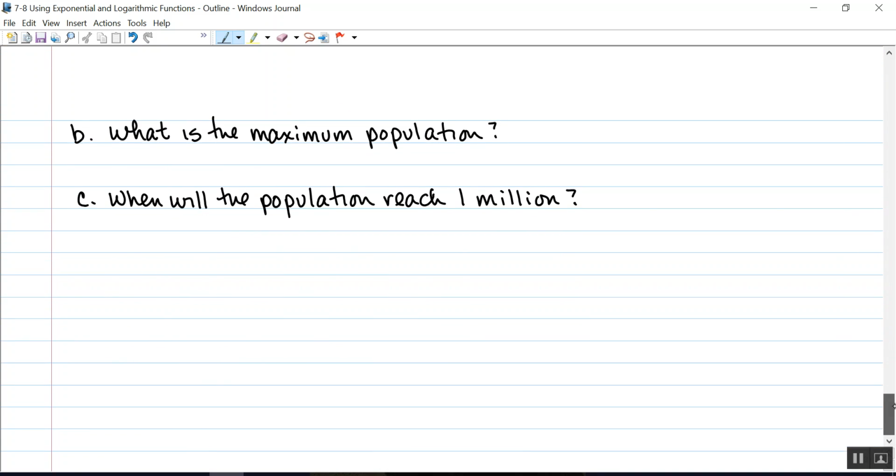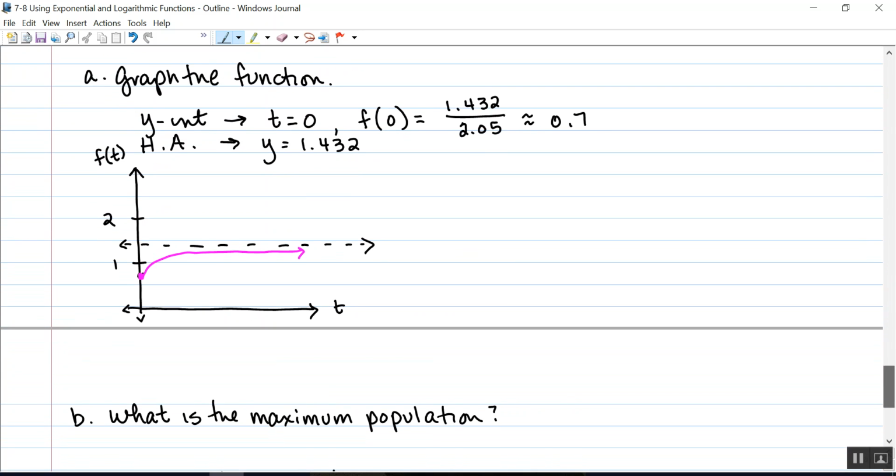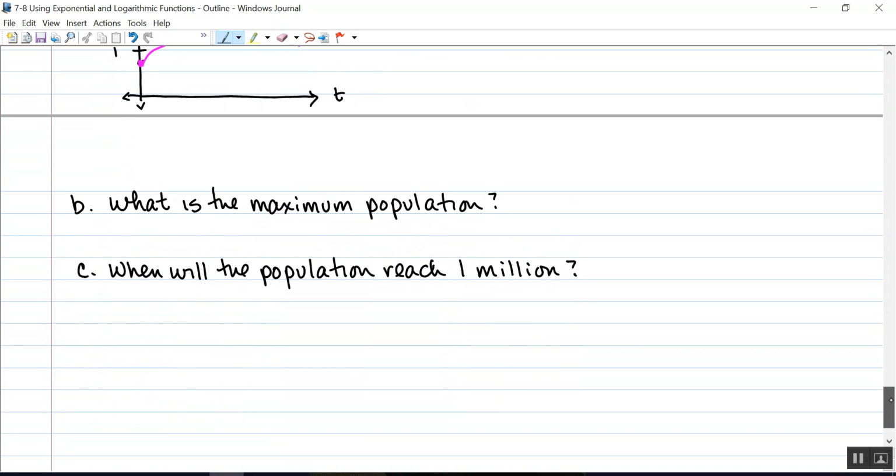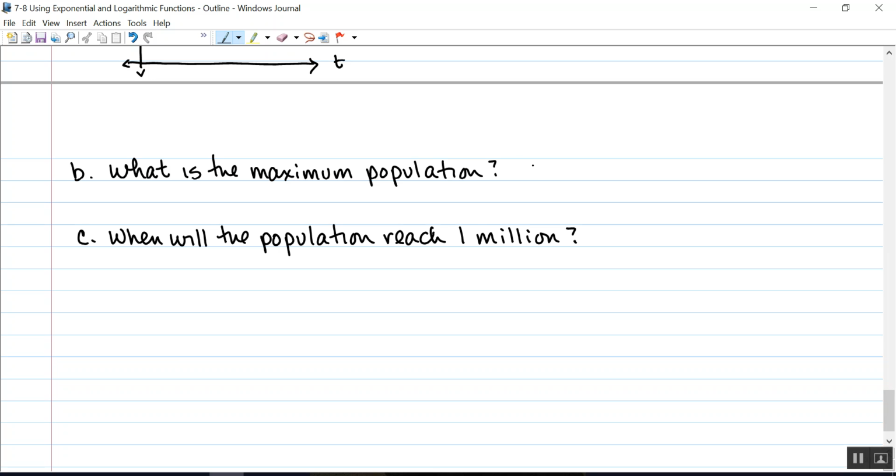So what is the maximum population here? Well, we can even tell that by looking at the graph. It's going to hit the line right here where y = 1.432. So my maximum population is going to be 1.432 million people, or if you'd like to write that, 1,432,000 people.